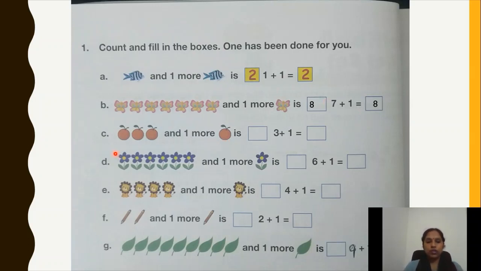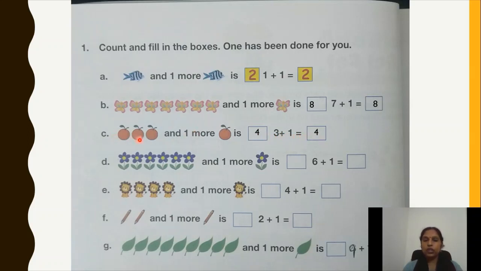Shall we move on to question number C? How many apples are shown here? Yes, 3 apples are shown here. What we are going to do? Add one more apple. So totally how many apples will we have? 3 plus 1 will give you 4. So 3 plus 1 gives 4 apples.